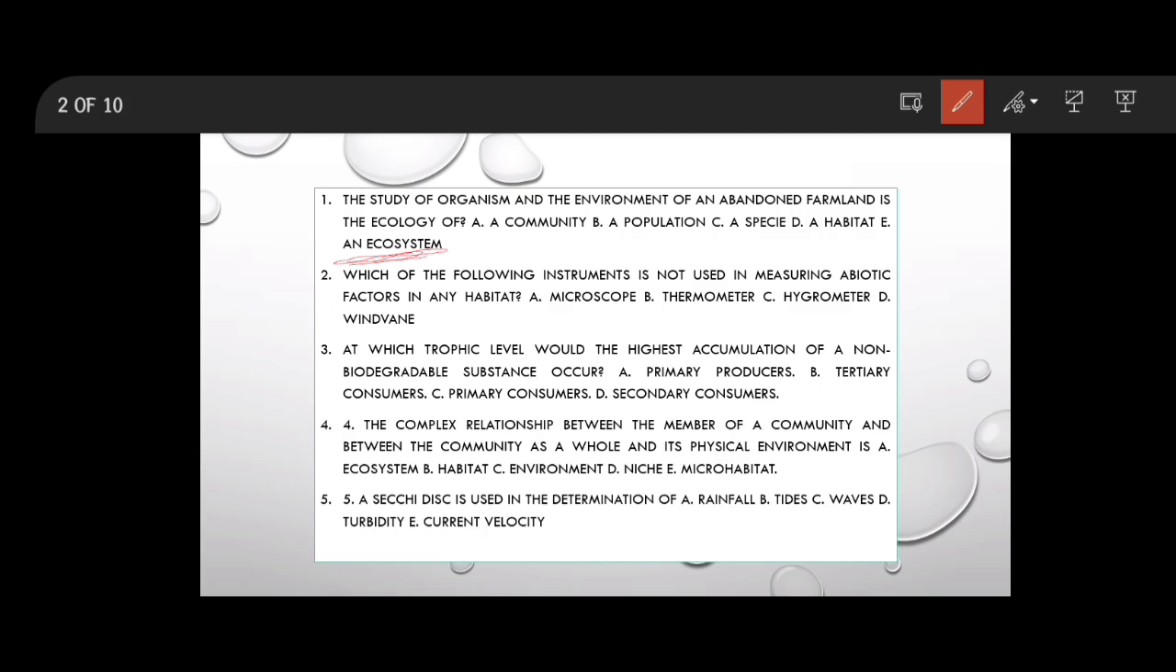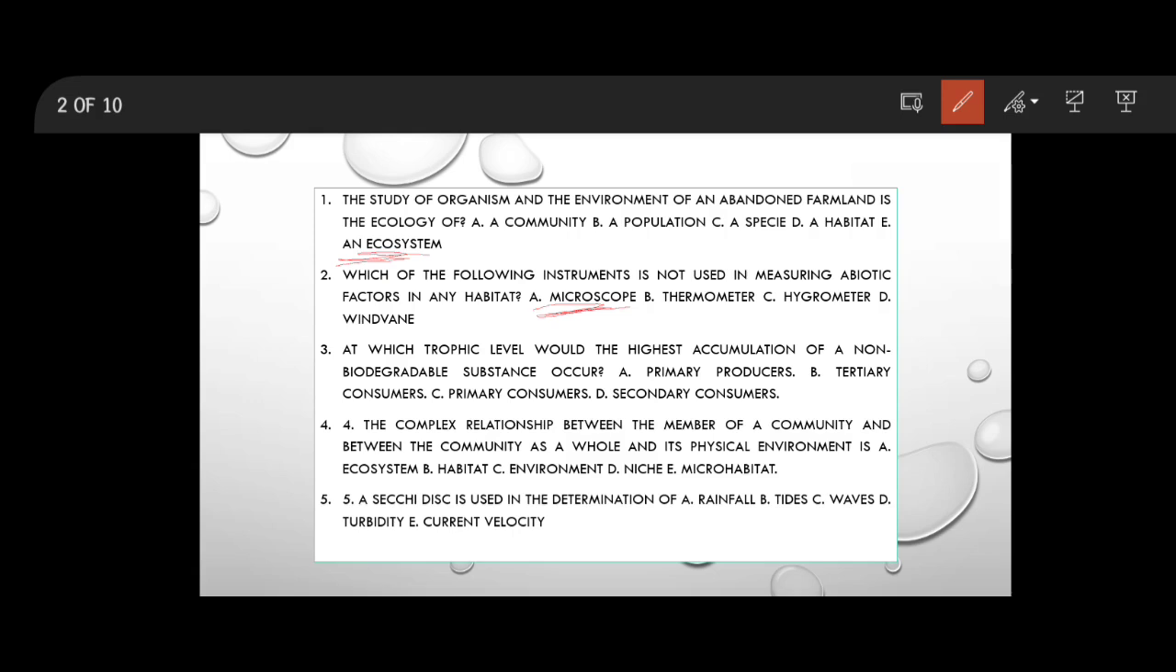Thermometer is used to check temperature. Hygrometer is used to check humidity. And wind vane is used to know the direction of wind. Thermometer, hygrometer, and wind vane are all used to check abiotic factors. Microscope is used to check microorganisms, and microorganisms are living things, part of the biotic factor. So our answer will be A, microscope.